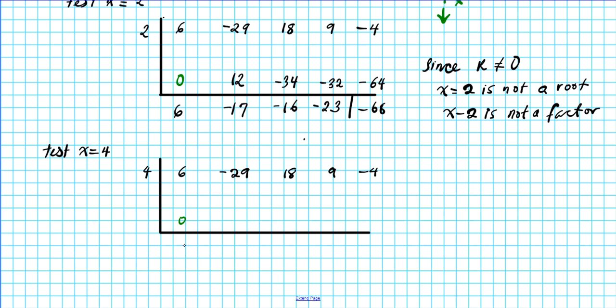Okay, let's do it. 6 plus 0, 6, multiply across, 24. Add down, negative 5, multiply across, negative 20. Add down, negative 2, multiply across, negative 8. Add down, 1, multiply across 4. Add down, 0. Oh, perfect. This one gives me exactly what I want. Remember, we're looking for the roots that generate a remainder of 0. Okay, so since r is equal to 0, x equals 4 is a root, and x minus 4 is a factor. Okay, since the remainder is equal to 0, x equals 4.